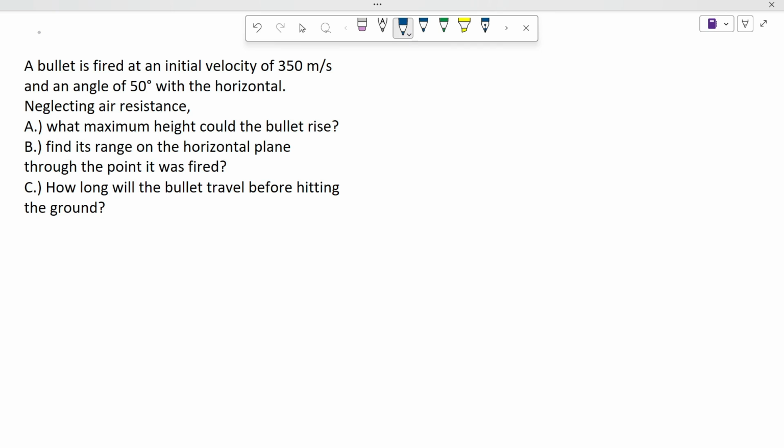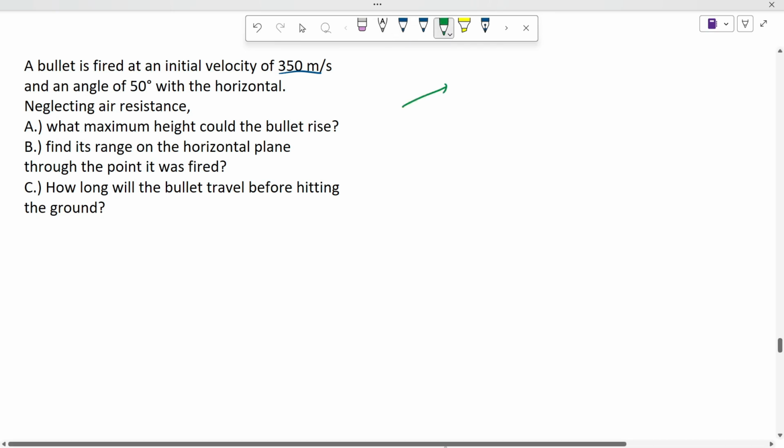So, game. A bullet is fired at an initial velocity of 350 meters per second at an angle of 50 degrees with the horizontal, neglecting the air resistance. What is the maximum height? Find its range on the horizontal plane through the point it was fired. How long will the bullet travel before hitting the ground? So, first, drawing muna natin.